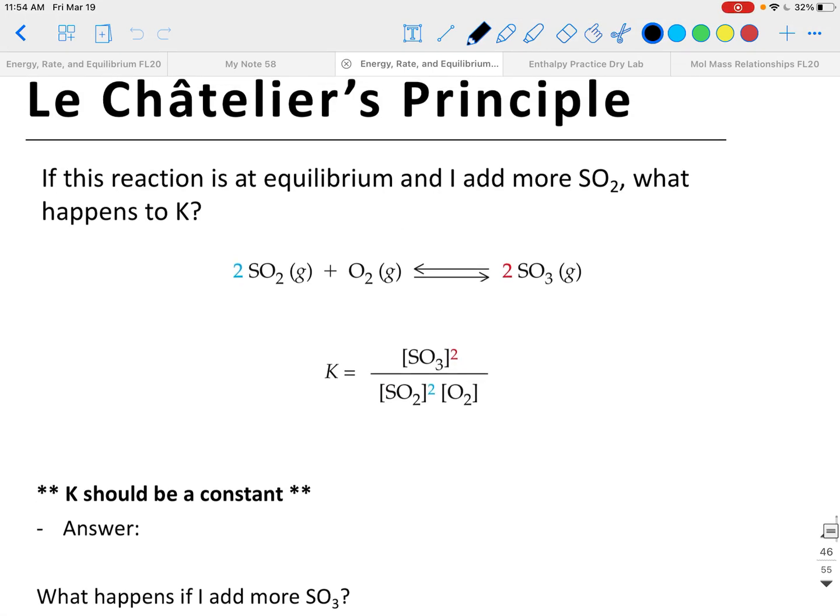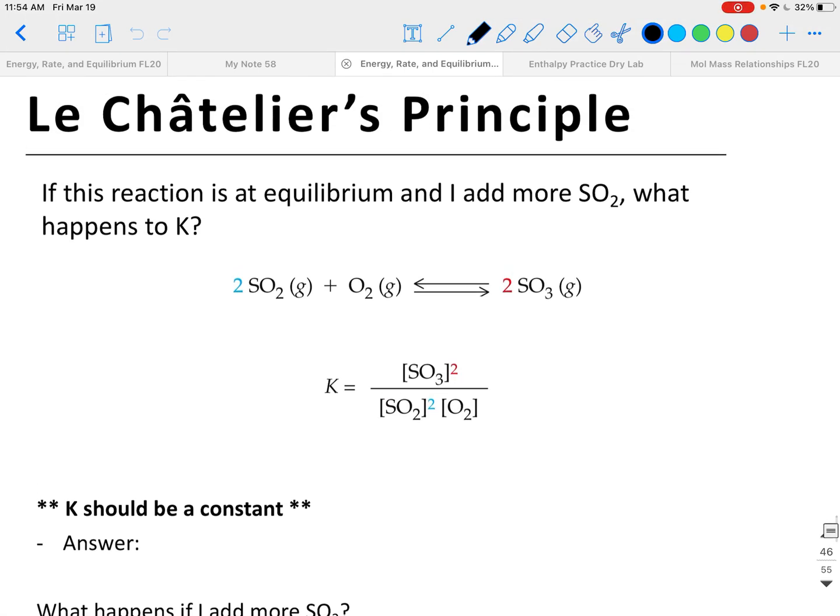Okay, this is going to be the last topic for Chapter 7, LeChatelier's Principle. To intro this topic, we're going to do a whole lab on this when we come back from spring break. But first, let's ask this question. If we have a reaction, our SO2, O2, SO3 reaction from the equilibrium video.